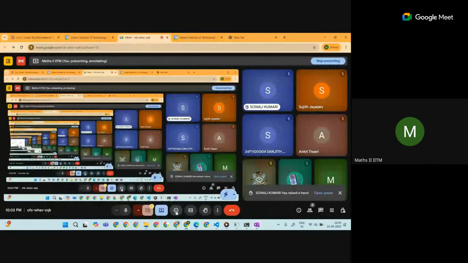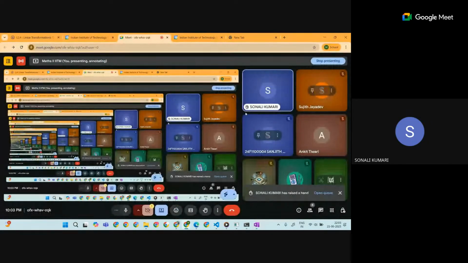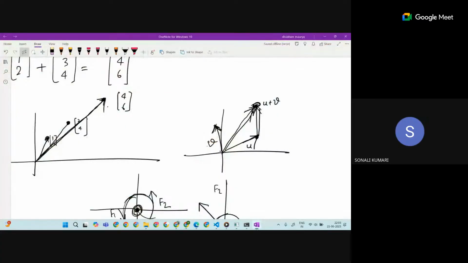Yes, Sonali wants to say something. Yes, could you please go to that slide? Okay. This u plus v is the longer one, sir, right, sir? This is the resulting one, Yes. not that shorter one which is vertically. This longer is the resultant. Okay. It's u plus v, right, sir? This is u plus v, correct.